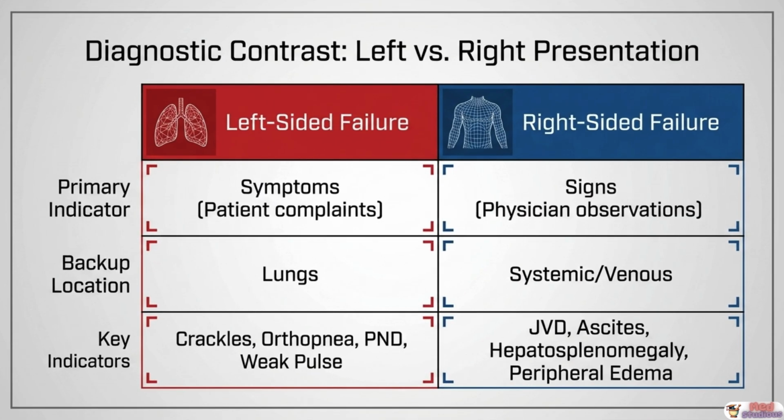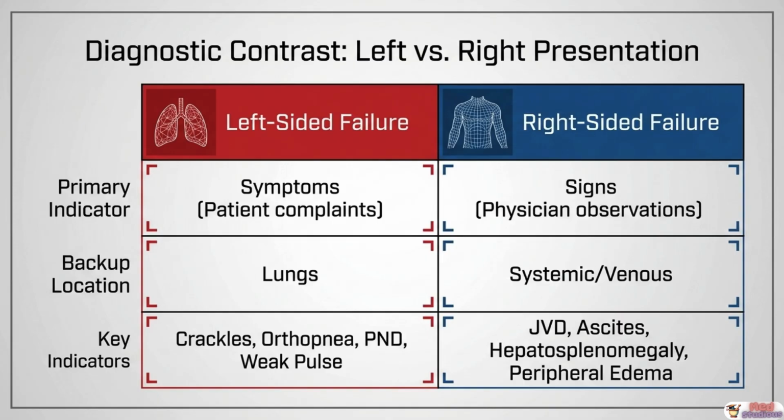The clinical distinction between left-sided and right-sided heart failure is a cornerstone of bedside diagnosis, and the conceptual framework for remembering it is built around two contrasting principles. Left-sided failure is dominated by symptoms, the subjective experiences that the patient reports, driven by pulmonary congestion and impaired systemic perfusion. The patient complains of breathlessness, orthopnea, paroxysmal nocturnal dyspnea, fatigue, and exercise intolerance. The backup location is the lungs, and the key clinical indicators are bibasal crackles on auscultation, orthopnea, PND, and weak peripheral pulses from low output.